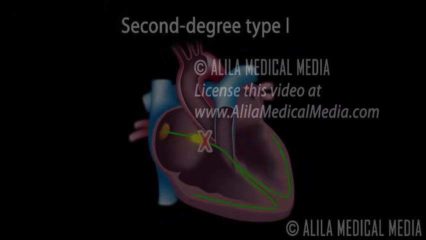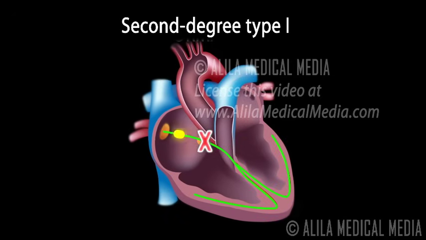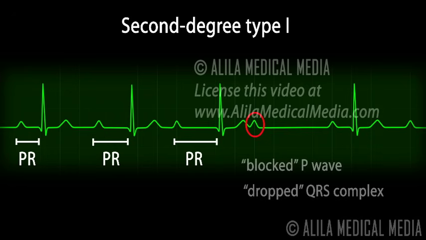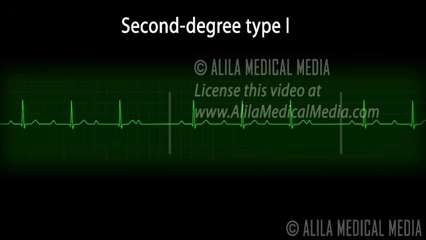Second degree AV blocks are divided further into type 1 and type 2. In type 1, the electrical signals are delayed further and further with each heartbeat until a beat is missing completely. On an ECG, this is seen as progressive prolongation of the PR interval, followed by a P wave without a QRS complex. This is known as a blocked P wave or dropped QRS complex. The cycle then restarts over.